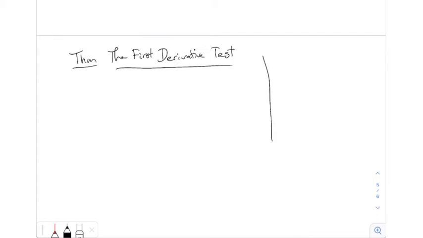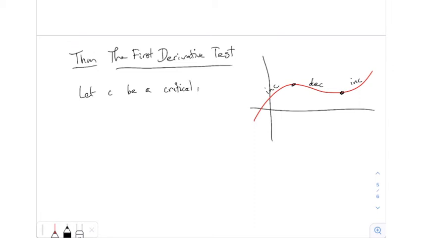The picture you should have in your mind is, you have some kind of function like this, and it has some local minimum and maximum points. That function that I just drew increases over here, decreases in the middle, and then increases again. Increasing, decreasing just means is it going up or down as you go to the right. The first derivative test says, let c be a critical number of f of x, and assume that f is continuous at c.